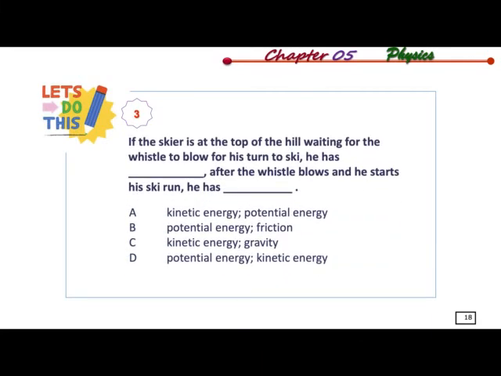Next, if the skier is at the top of the hill waiting for the whistle to blow for his turn to ski, he has what? After the whistle blows and he starts his ski run, he has what? So the first one, he has height, and then the second one, he has motion. So the answer is D.